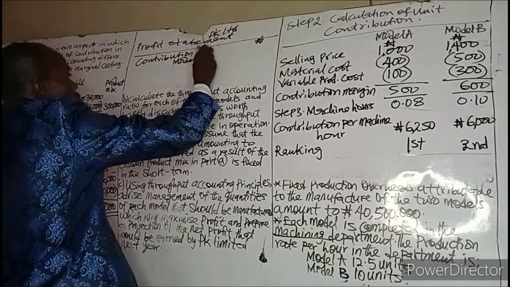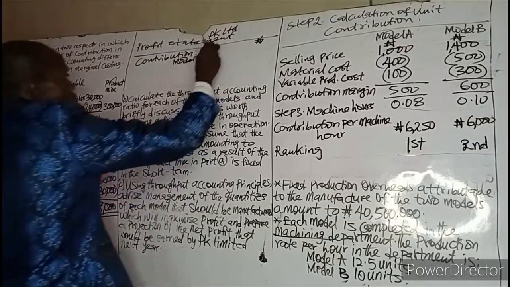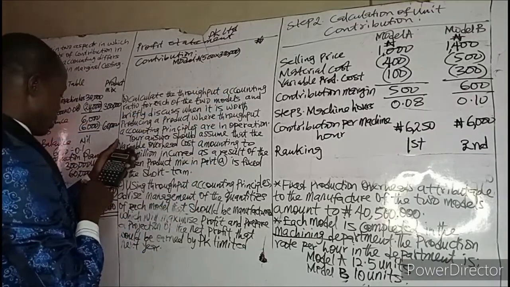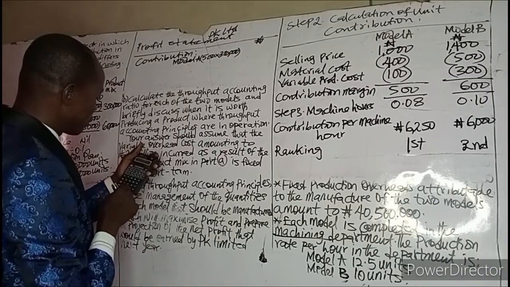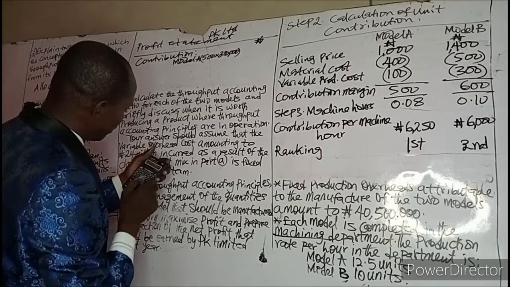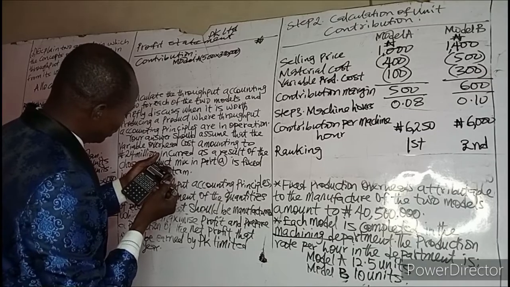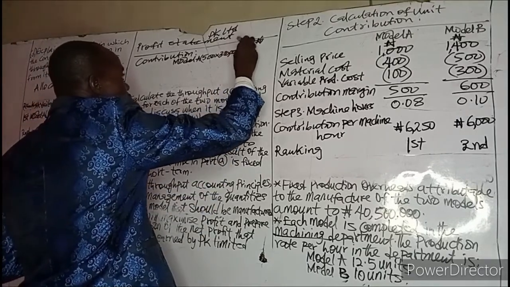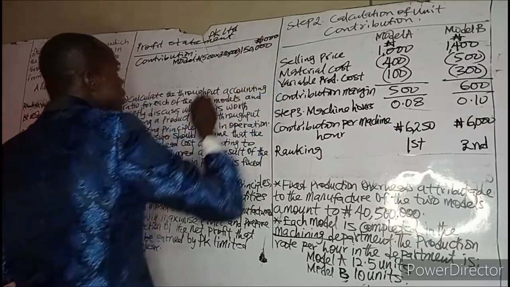500 times how many units of model A? 300,000 units. 500 times 300,000 gives us 150 million. Let me keep 3 zeros.